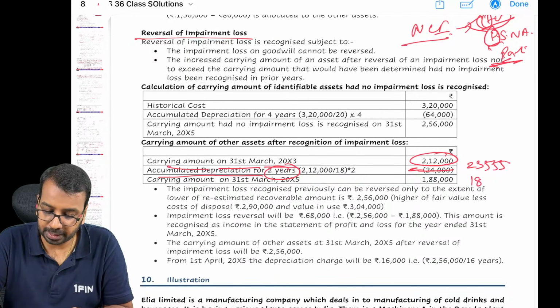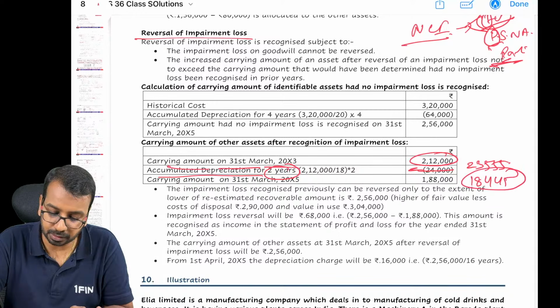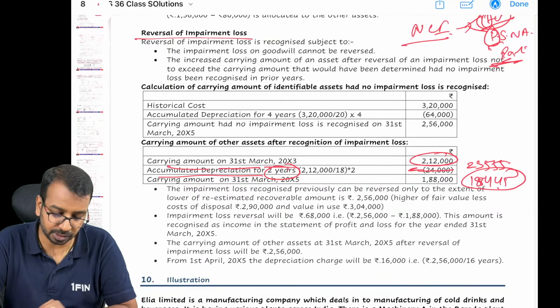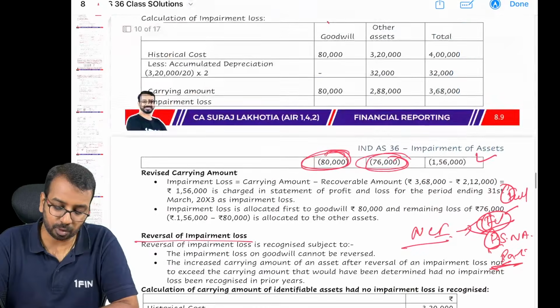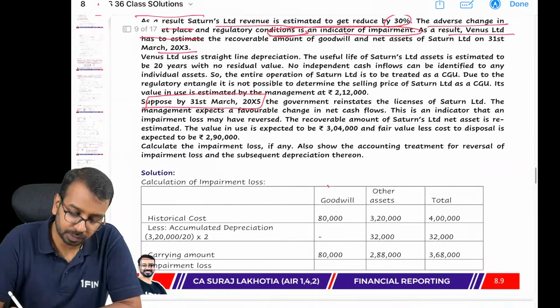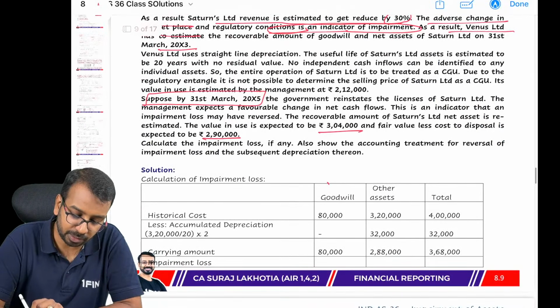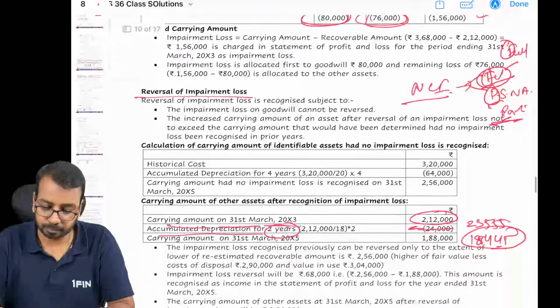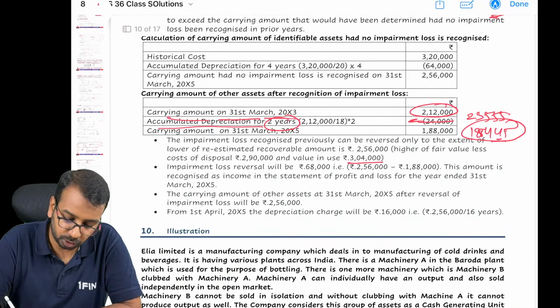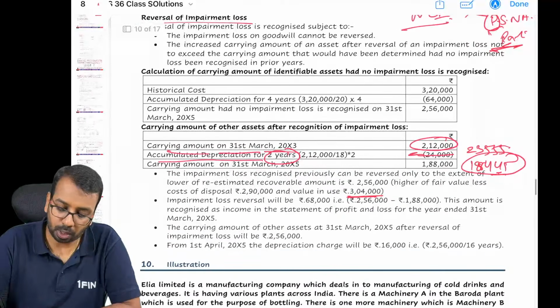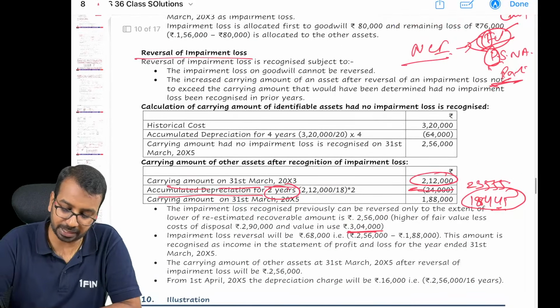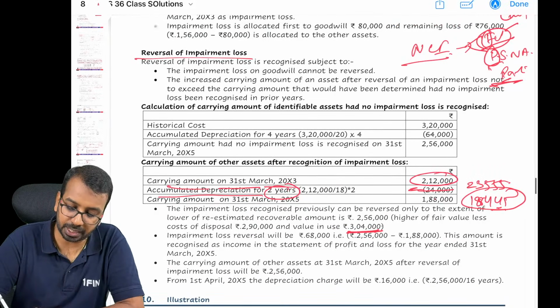It is 188,445 is the carrying amount. This carrying amount will compare with the value in use and recoverable amount, higher of these two, so 304. We'll compare that with 304. Okay, so 188 and 304, whatever is higher, 304, 188, there is a reversal of impairment.